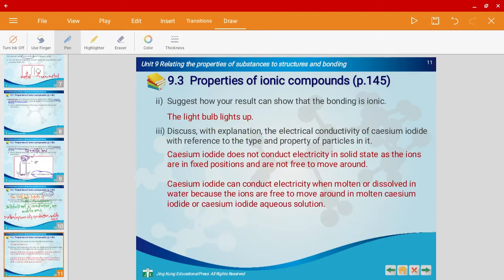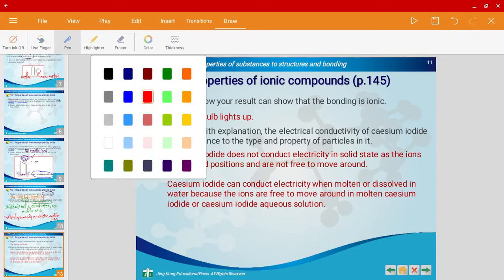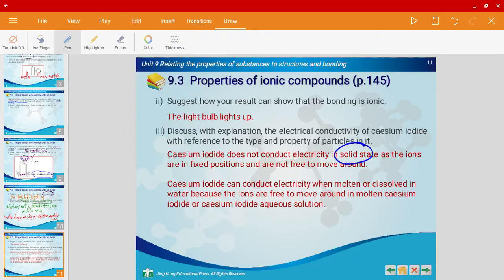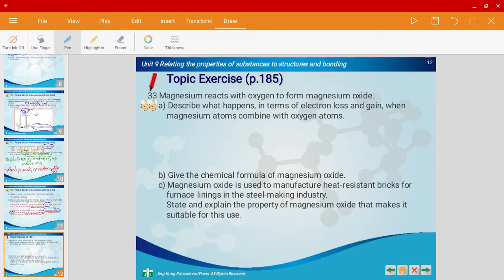Okay, so here's the full explanation. Cesium iodide does not conduct electricity in solid state because ions are not able to freely move. However, in molten or in aqueous state, ions are able to freely move. Let's move on. Okay, this is on page 185. So you can go ahead and do it by yourself first and then come back to this video and check your answers. But I'm going to go ahead.